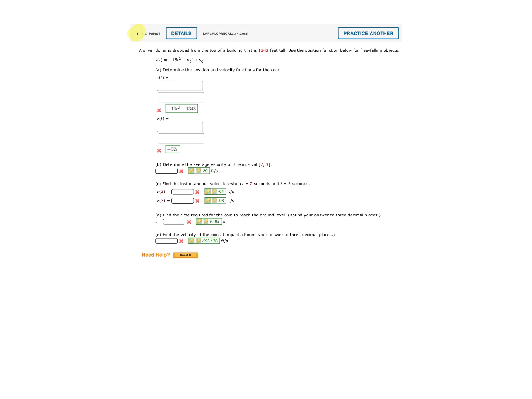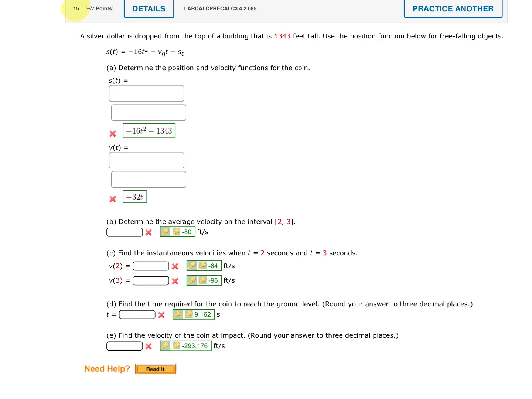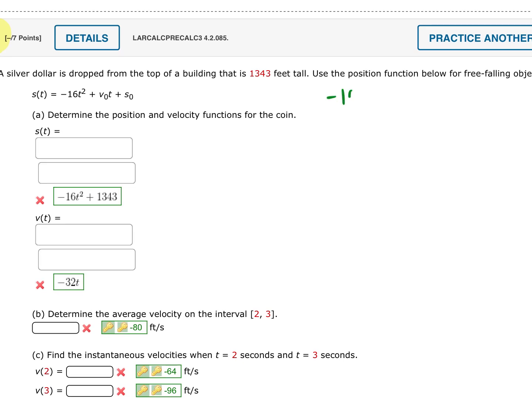15. A silver dollar is dropped from the top of a building that is 1,343 feet tall. Use the position function below for free-falling objects. So we have negative 16t squared. It doesn't give us an initial velocity, so we're just going to cross that out. It's like if it was 0. Plus the initial position, which is where we dropped our coin from, so 1,343. So this is our position function. If it doesn't give us an initial velocity, just cross it off. We don't put anything there.